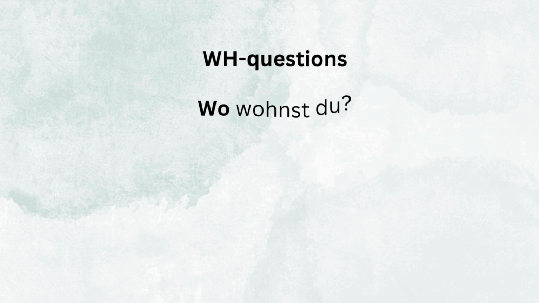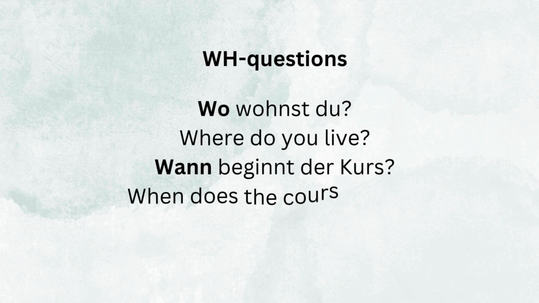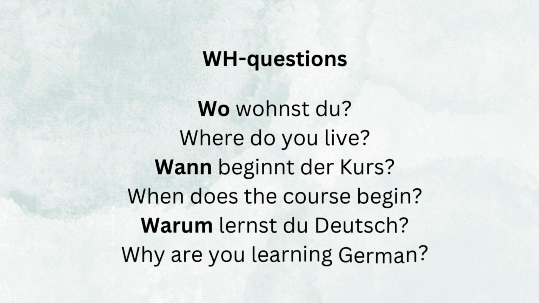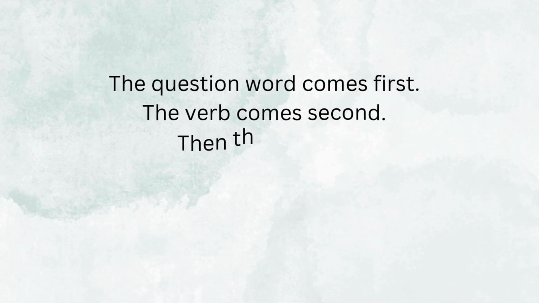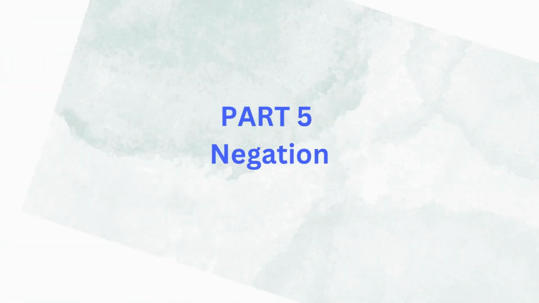Easy. Now let's look at WH questions. Examples. Wo wohnst du? Where do you live? Wann beginnt der Kurs? When does the course begin? Warum lernst du Deutsch? Why are you learning German? The question word comes first. The verb comes second, then the subject. Question word, verb, subject, everything else. Very consistent.